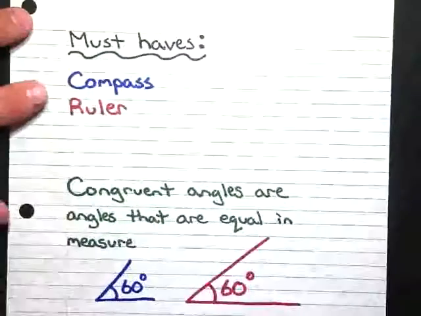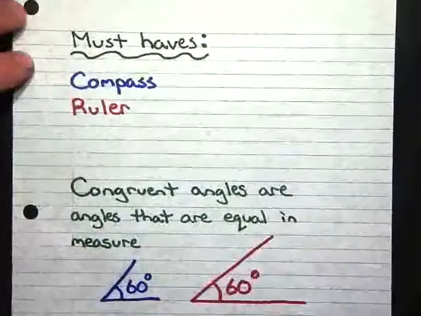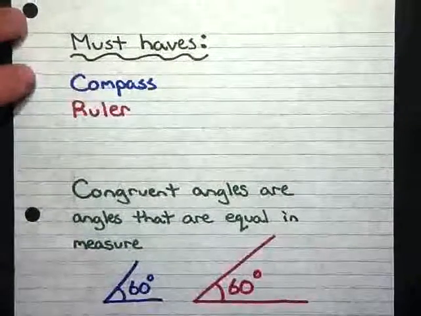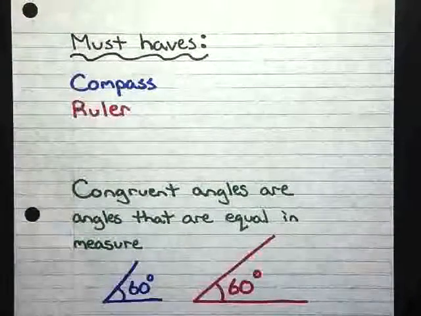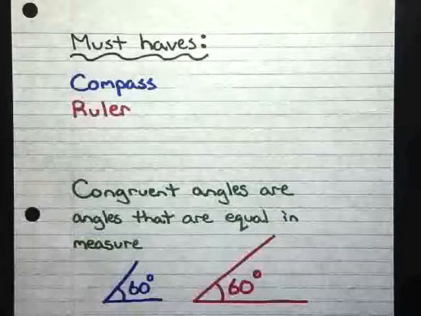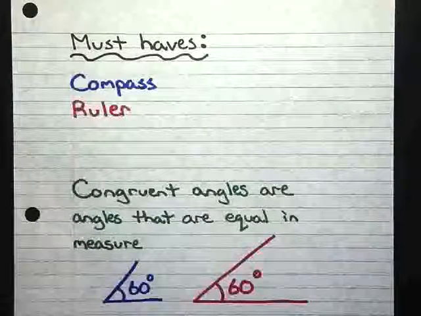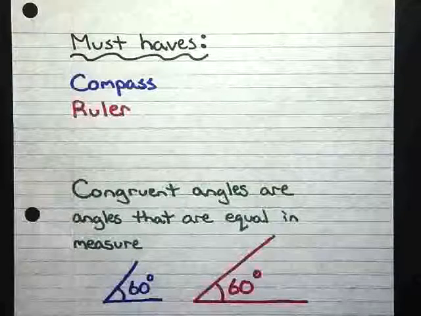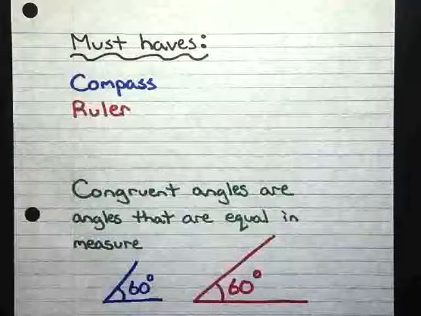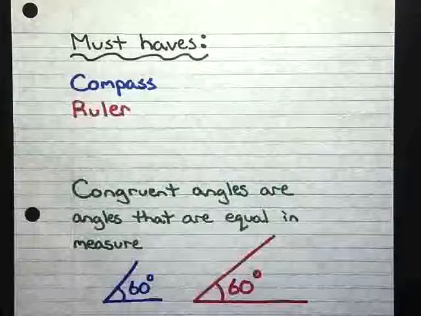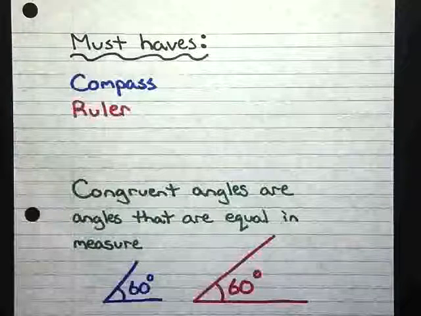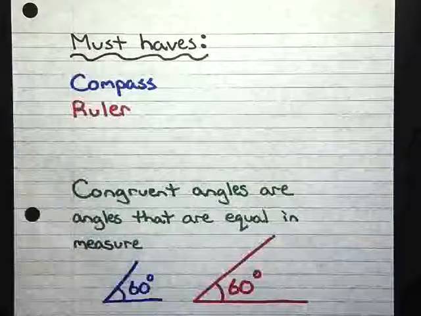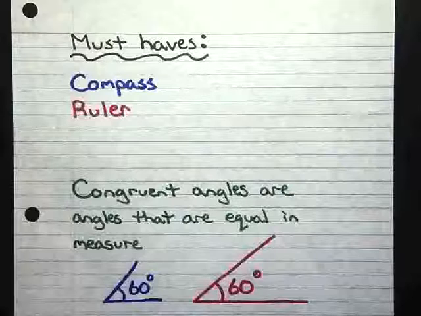Before you begin this lesson, there are two things you have to have: a compass and a ruler. If you don't have both of these things right now, pause the video, go get them, and then come back and restart the video and continue on. If you already have these two things, then we're going to get started.